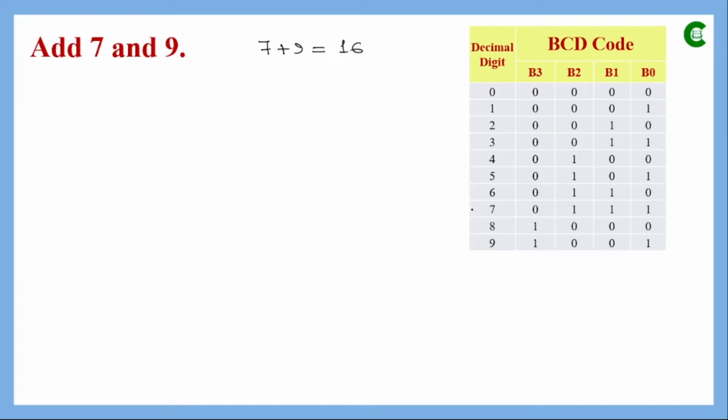So here the two numbers are 7 and 9, and what are their equivalent BCD codes? 0111, and for 9, 1001. Now in the next step we will simply perform the binary addition. So 1 plus 1 is 10, so here we will write 0 and 1 will be propagated to the next bit.